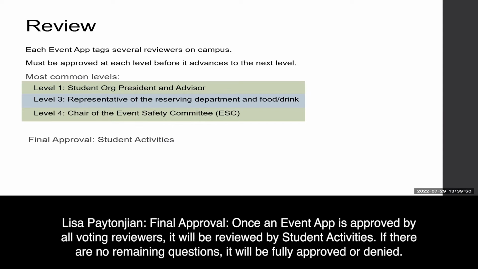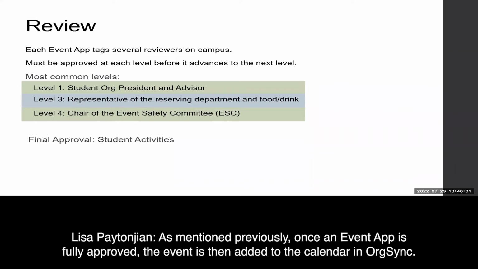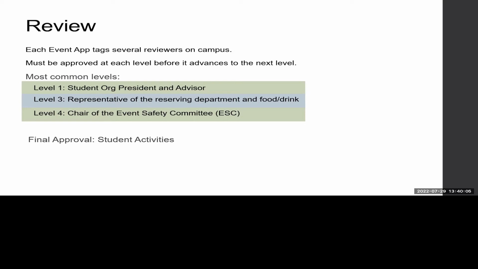Final approval. Once an event app is approved by all voting reviewers, it will be reviewed by Student Activities. If there are no remaining questions, it will be fully approved or denied. As mentioned previously, once an event app is fully approved, the event is then added to the calendar in OrgSync.